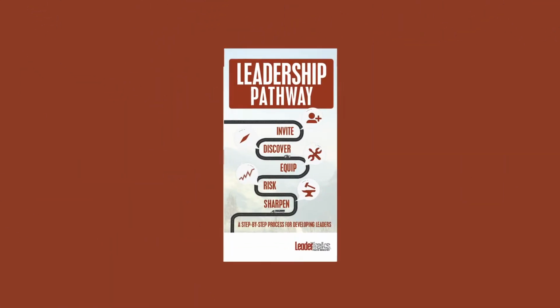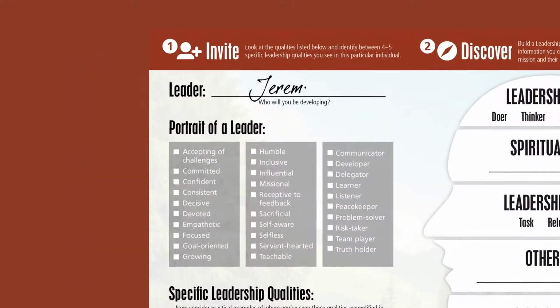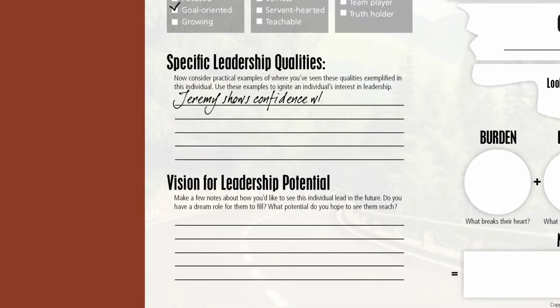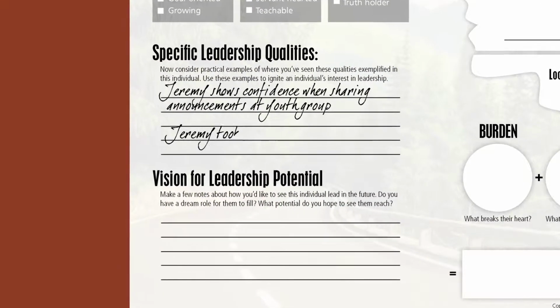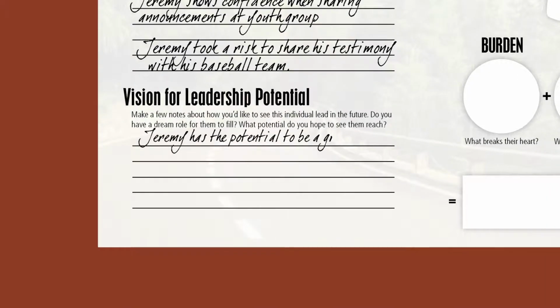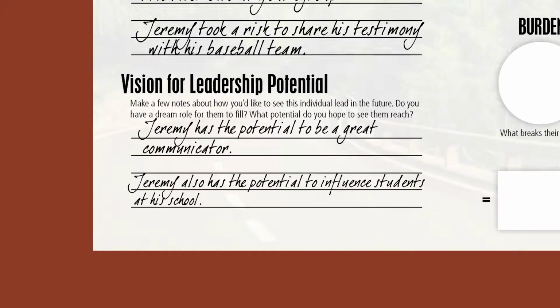Let's get started. Using the LeaderTreks tool, the leadership pathway, we start by developing students by inviting them to become leaders. We identify their leadership potential, and then we go to them and we ask them, are you interested in growing as a leader? This is what I see God doing in you. You know, about 9 out of 10 people say they became a leader because somebody invited them.